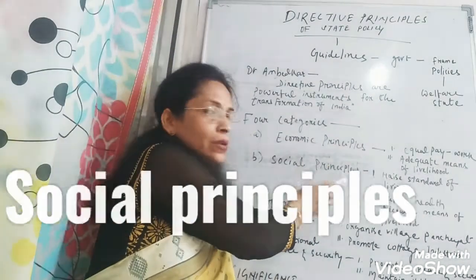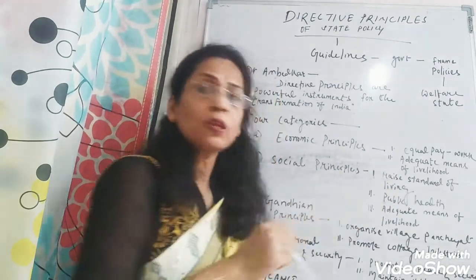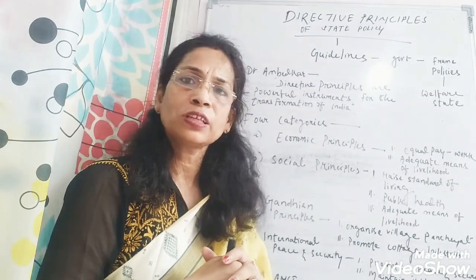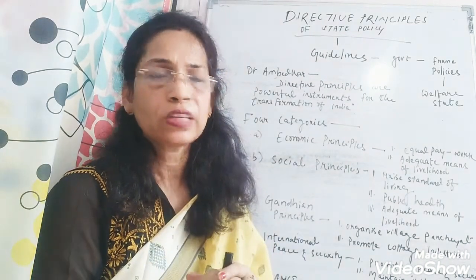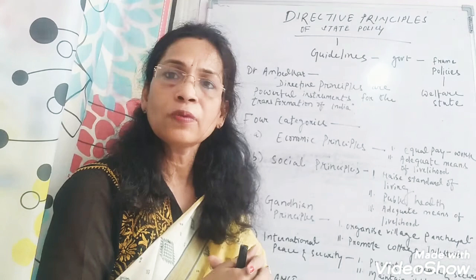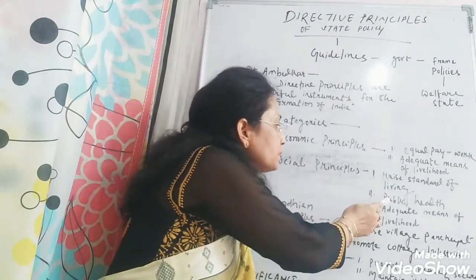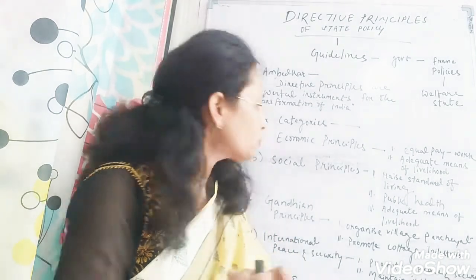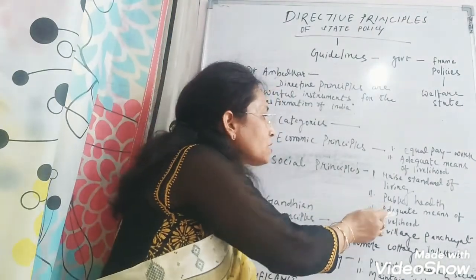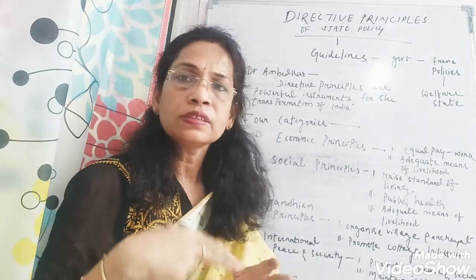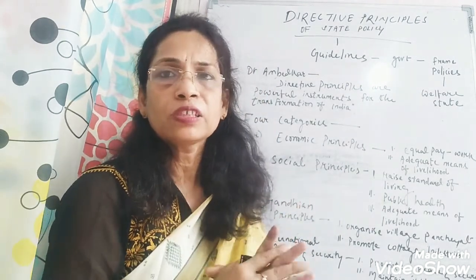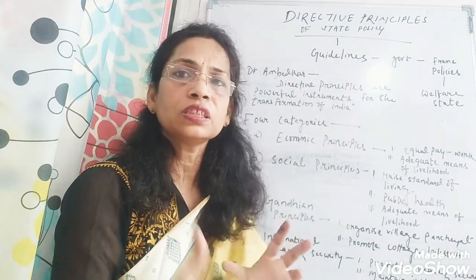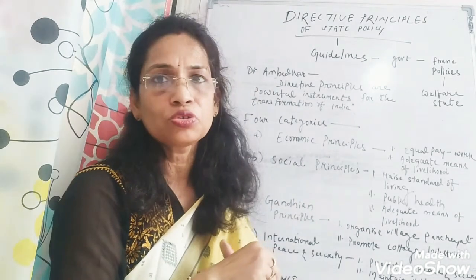Now, what are the social principles? Raise the standard of living of people. It is one of the main aims of the directive principles of state policy that the government has to take adequate steps to raise the standard of living of people. Public health: it has to improve public health. Public health facilities are to be improved. Adequate means of livelihood. People should get adequate means of livelihood, so they could do something so that they could earn their livelihood. That also comes under social principles.